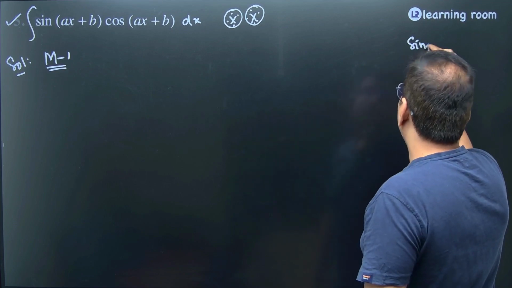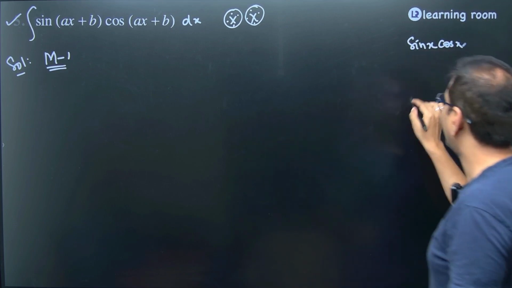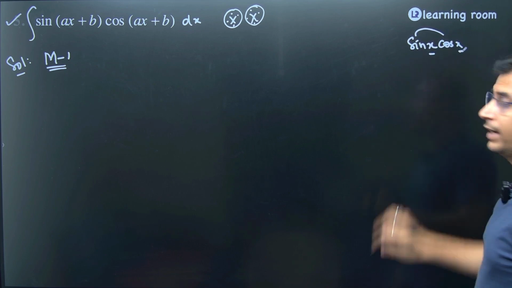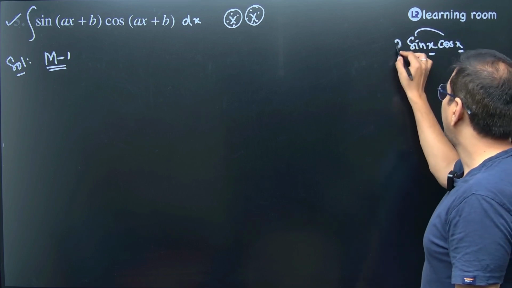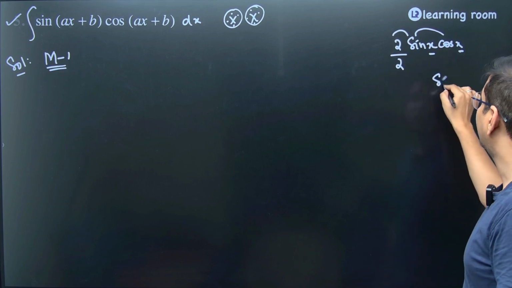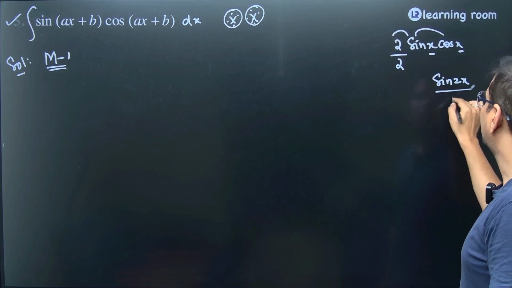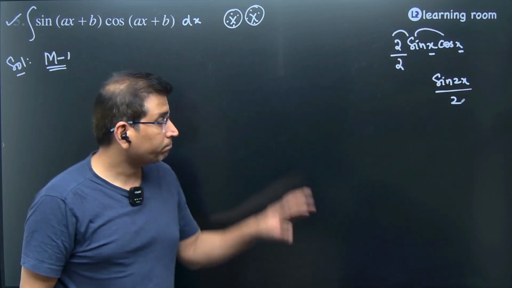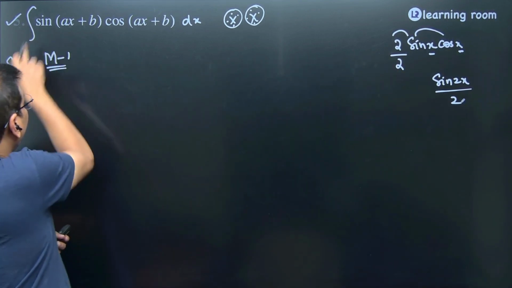Reason: when you have sin x into cos x, you are able to observe it is the product of sine and cos, and you have x and x here, right? So when you multiply and divide it with 2, then you will have 2 sin x cos x, which can be written as sin 2x divided by 2. So having said that, we can multiply and divide it with 2.